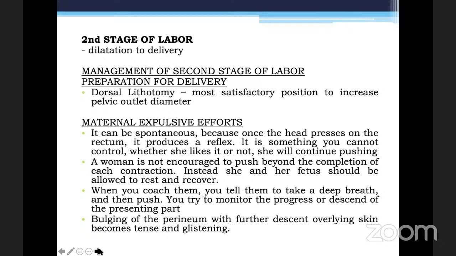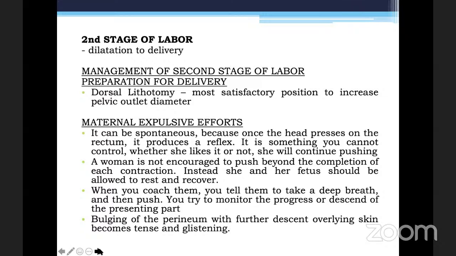It is something you cannot control whether she likes it or not. She will continue pushing. A woman is not encouraged to push beyond the completion of each contraction. Instead, she and her fetus should be allowed to rest and recover. When you coach them, you tell them to take a deep breath and then push. You try to monitor the progress or descent of the presenting part.